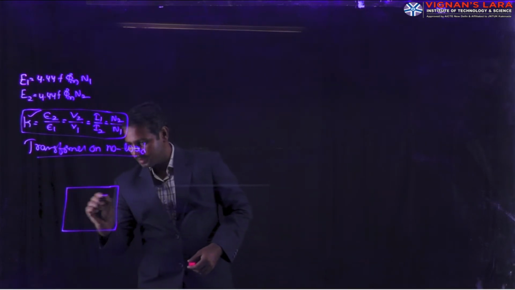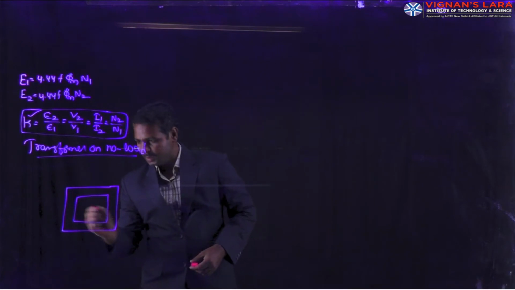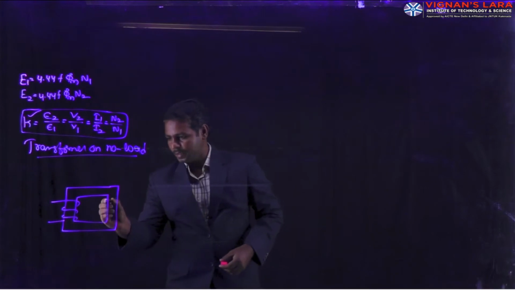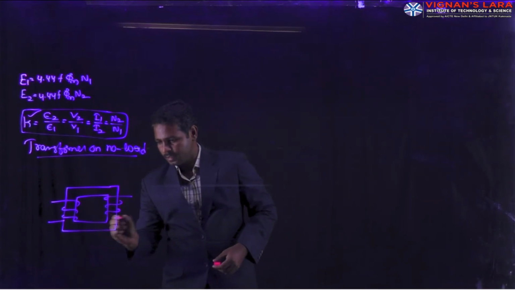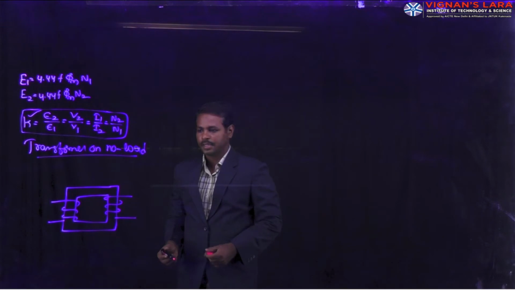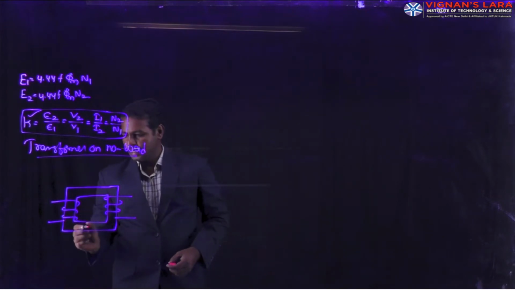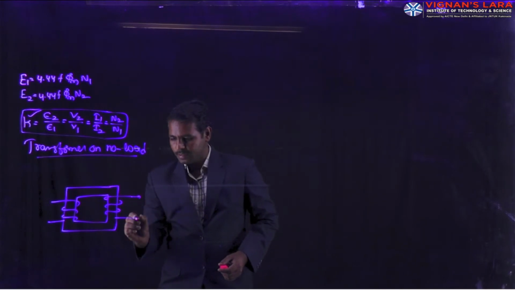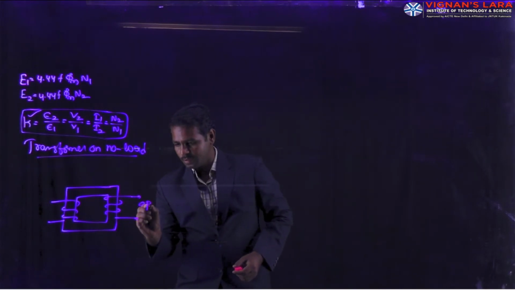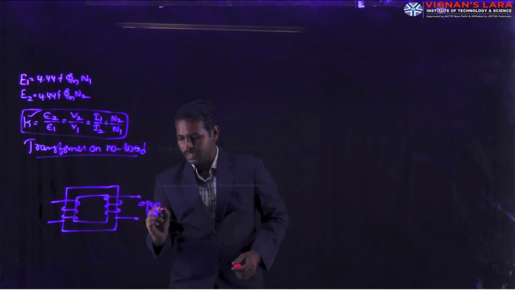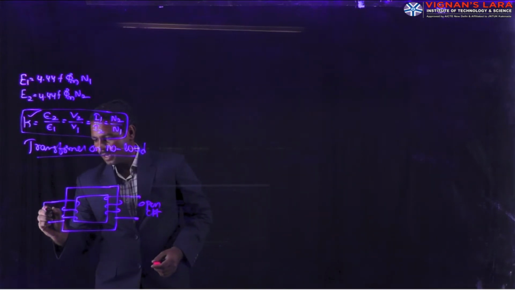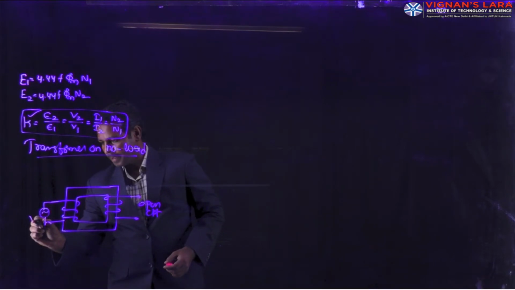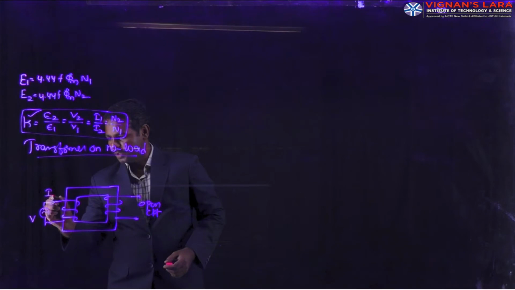Which is the magnetic core. Another one is the primary winding. Another one is the secondary winding. The transformer operating on no load condition means the secondary terminals are always open circuited. In this, we are connecting the AC alternating supply, which is V, and the corresponding current is I.